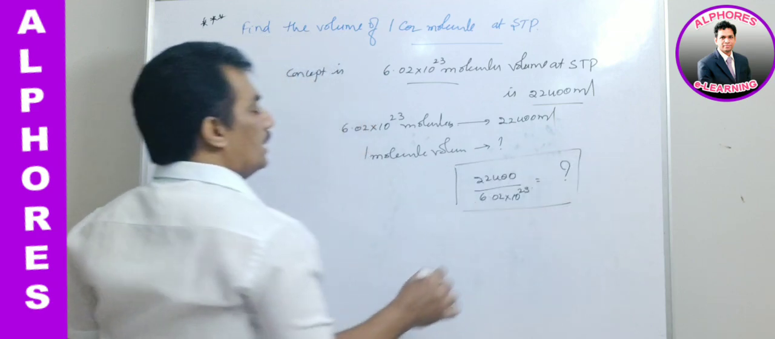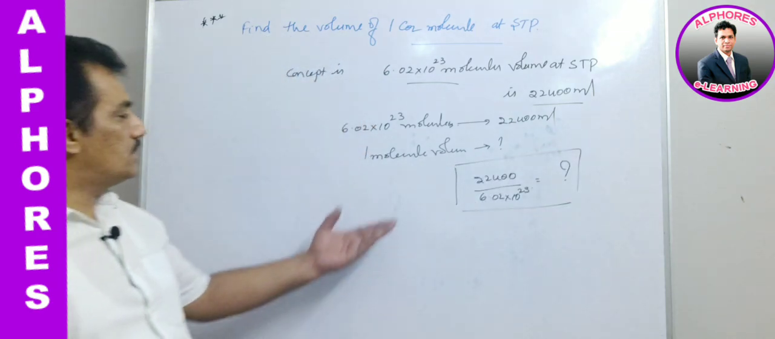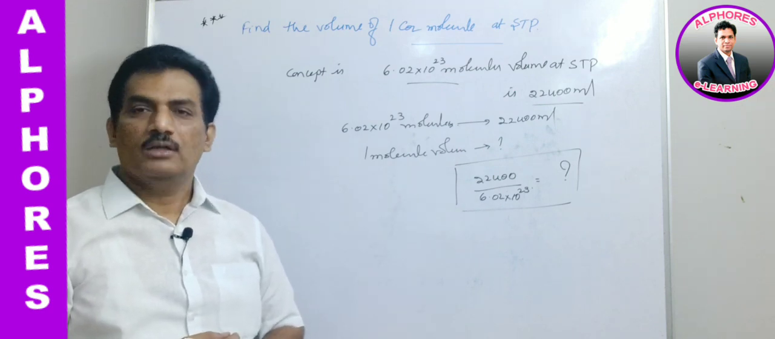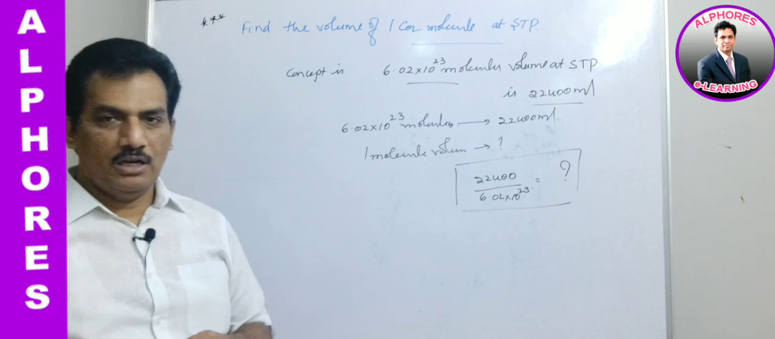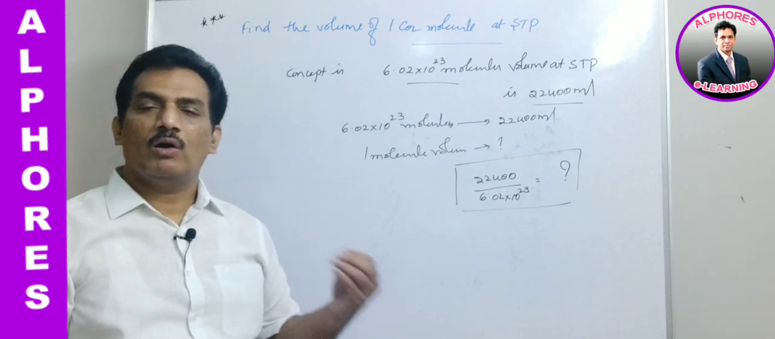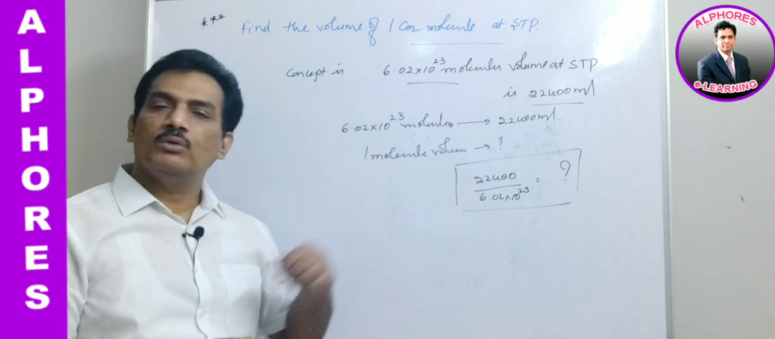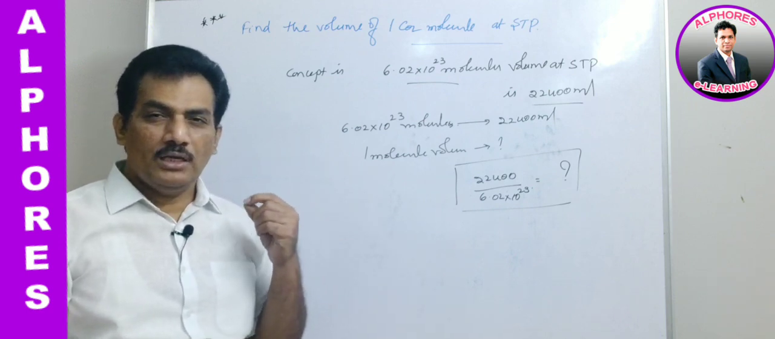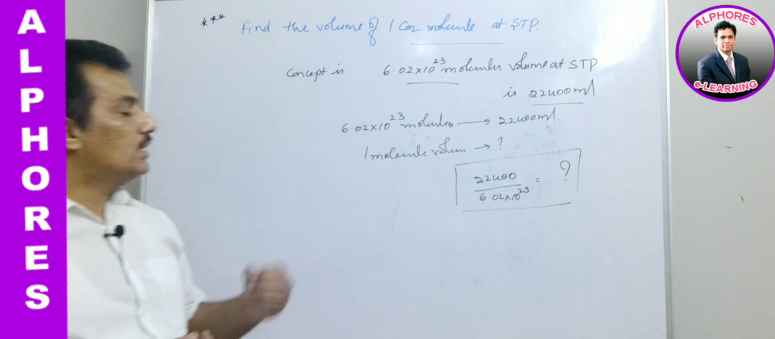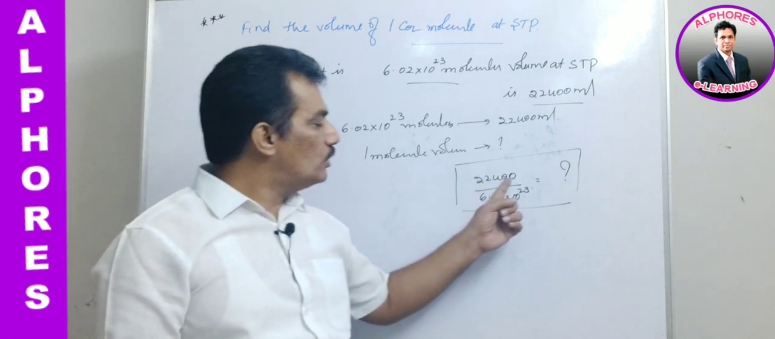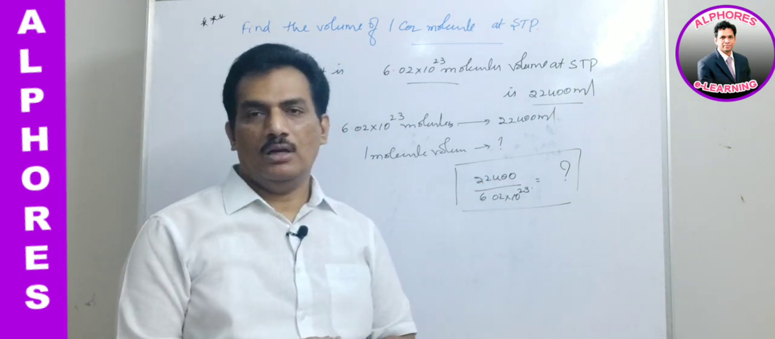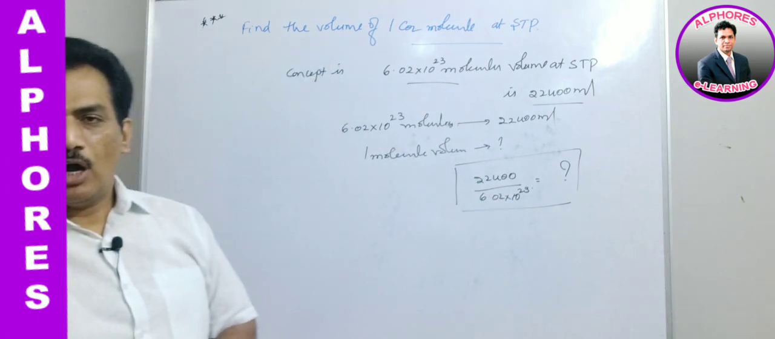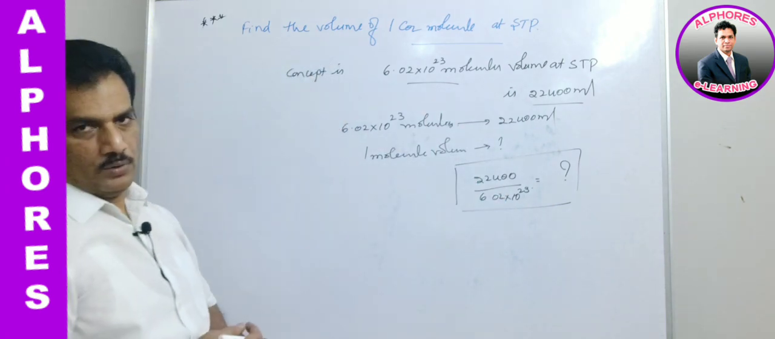If you observe, the inverse of Loschmidt number is nothing but this. Because in case of Loschmidt number, we are taking the number of molecules present in 1 ml, the ratio of Avogadro number with 22,400. Here the volume occupied by one molecule at STP is nothing but 22,400 by Avogadro number. So with this formula you can calculate the volume occupied by one molecule.